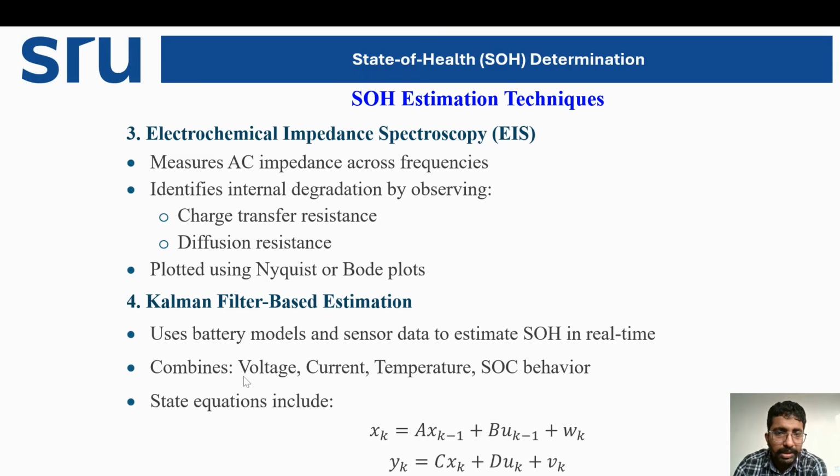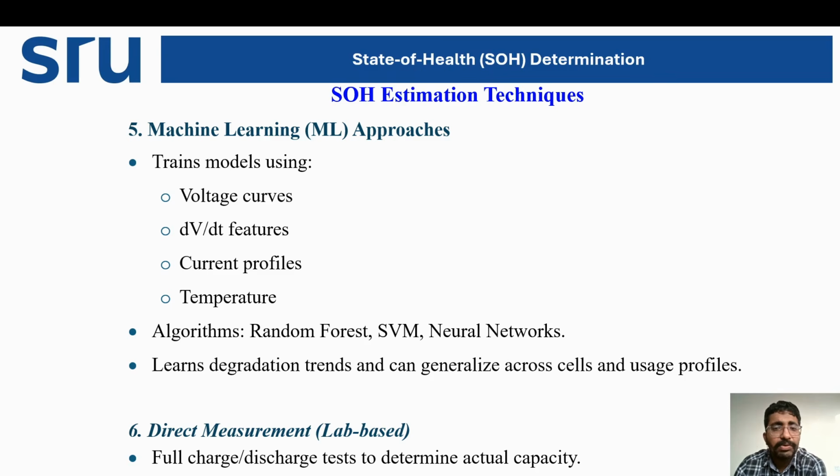So what are the components that we can have? The sensor data that we can provide is voltage, current, temperature, state of charge behavior can be estimated like already discussed. Okay, then of course machine learning technique is there. So it will be used to train different models like voltage, dV by dt curves, current profiles, temperature. So different algorithms we can apply to estimate the state of health.